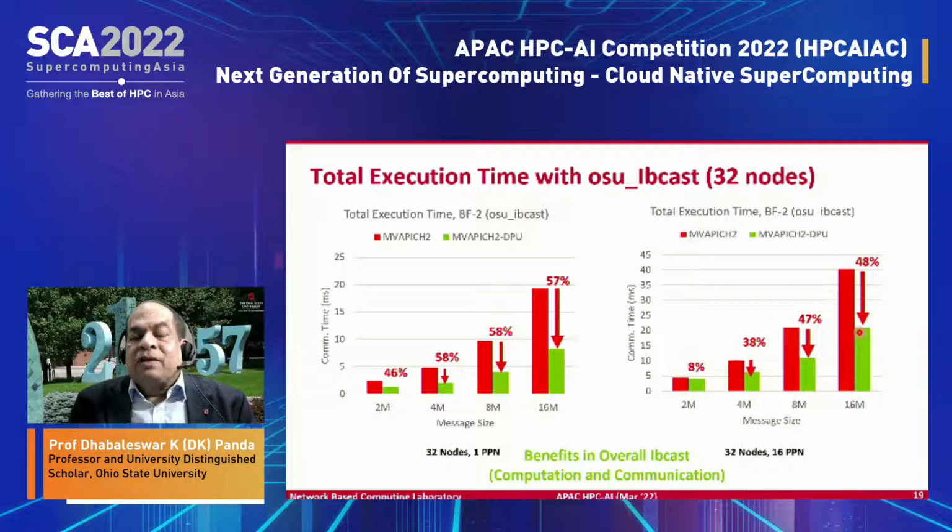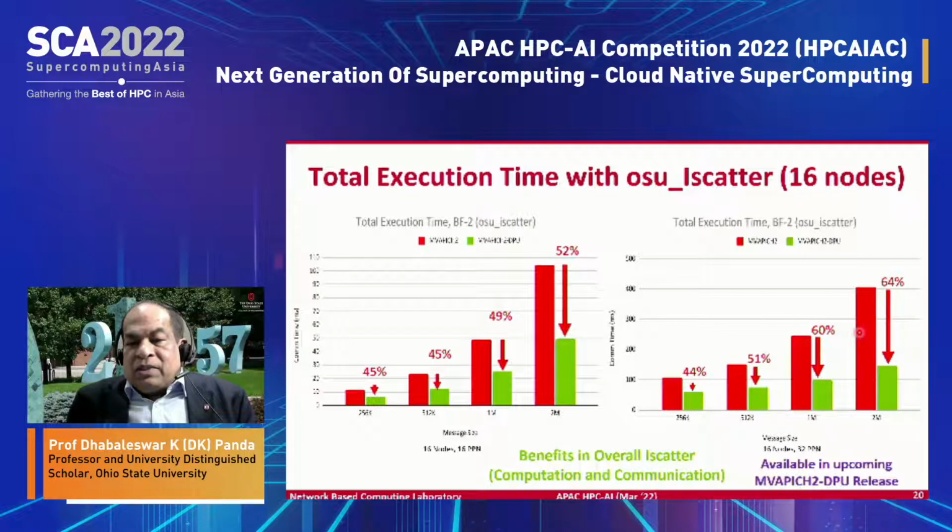Another example is iScatter. This is currently not available, but it will be available with the upcoming release. The same story: we get almost 52%, 49%, 64% improvement. So that means we have a very good solution here to optimize or offload non-blocking collectives.